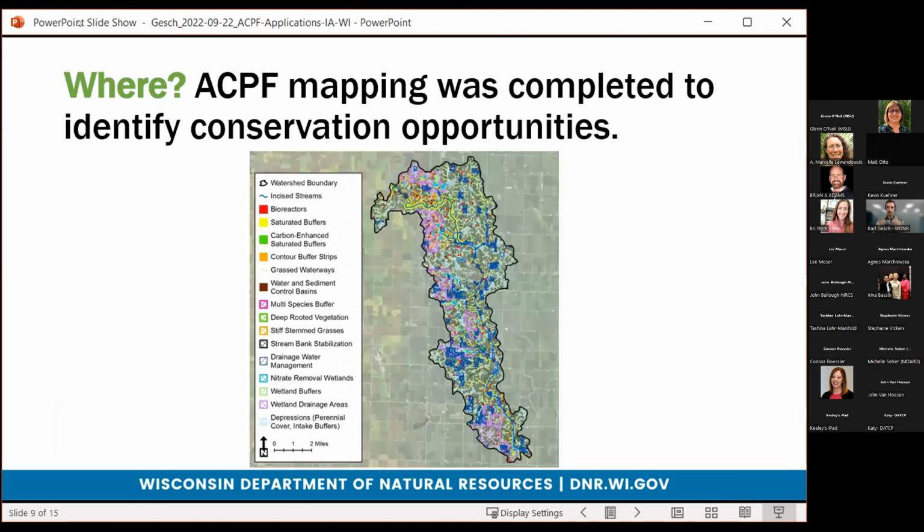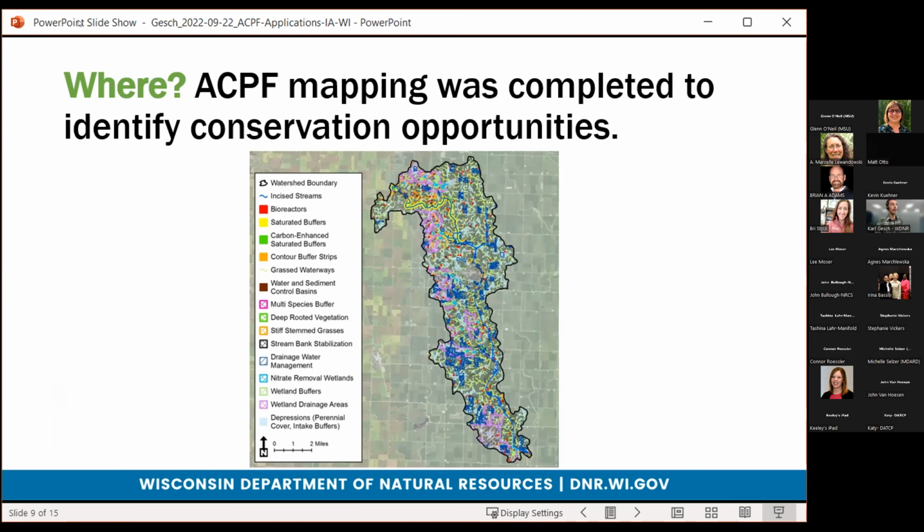And then finally, at the watershed scale, where might these conservation practices be adopted throughout the watershed? So ACPF outputs were developed for the watershed using the entire toolbox. Another thing to take away here is that there are a lot of opportunities mapped here, right? And probably more than is realistic to ever be implemented. So there was a little bit more refinement needed.